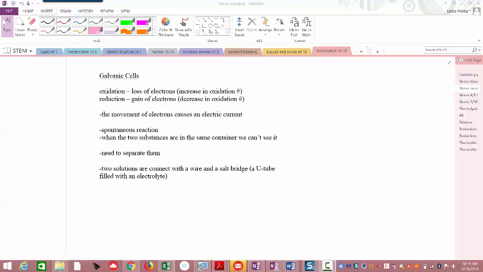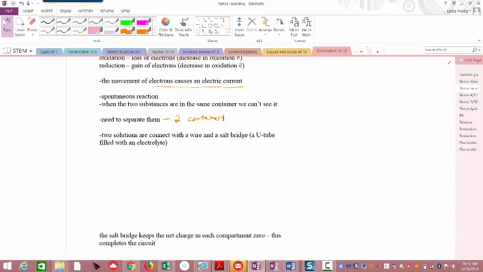Galvanic cells. This is when you put together an electrochemical reaction and you are producing an electric current. It's a spontaneous reaction, so we need to separate the half reactions into two containers to be able to let the electrons flow through a wire.